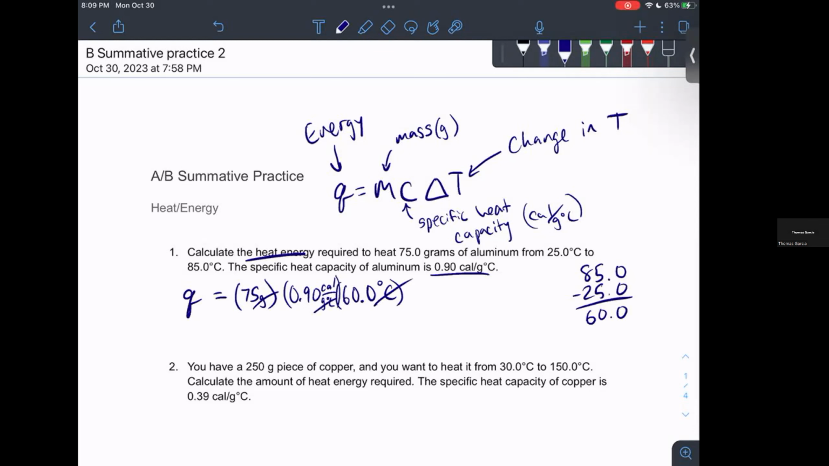When we go ahead and plug this in, we get 4050 calories. Now, unfortunately, we have two sig figs here, two sig figs here. So we need two sig figs. So we only want these first two. This five is going to round us up to a one. So we have Q equals 4100 calories. Make sure your sig figs are right. Make sure your units are right.